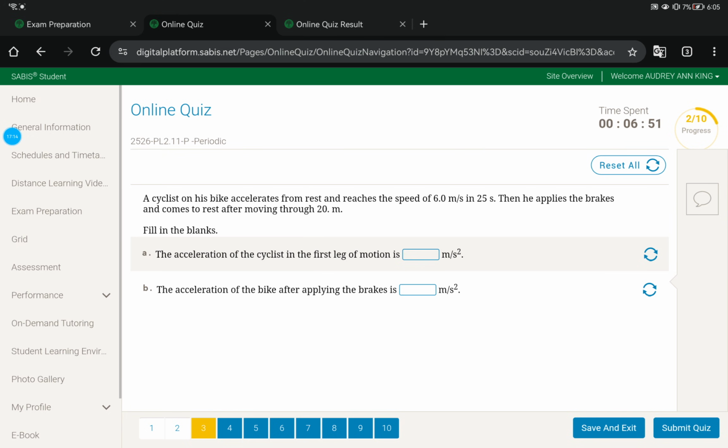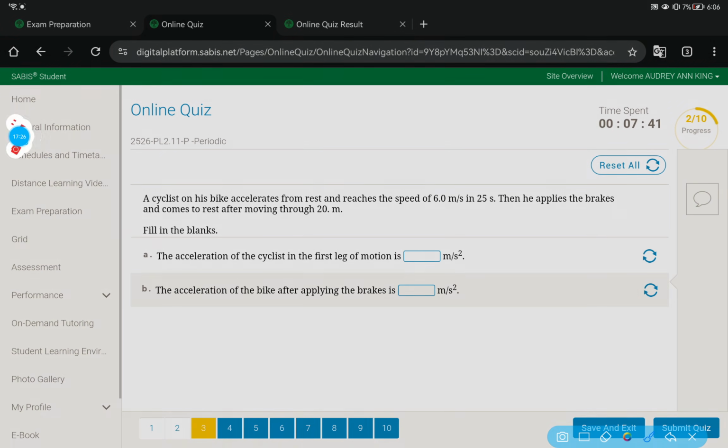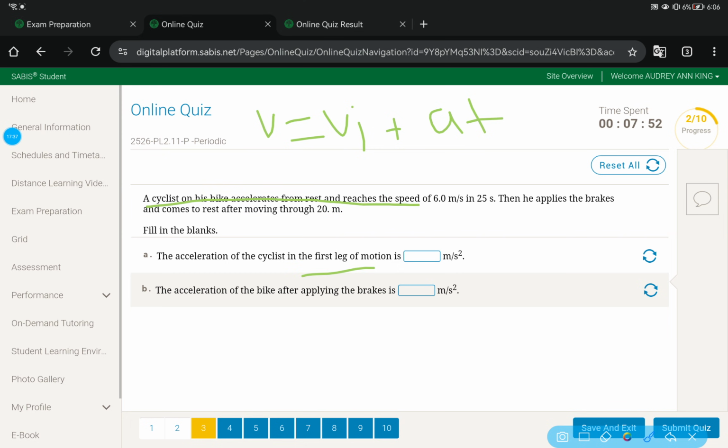A cyclist on his bike accelerates from rest and reaches a speed of 6 meters per second in 25 seconds. Then he applies the brakes and comes to rest after moving through 20 meters. Okay, so for part A, we have to use the formula v equals initial velocity plus a t for the first leg. After replacing, you should get a equals 6 over 25. Of course, you have to move t to the other side. So you should get 0.24.